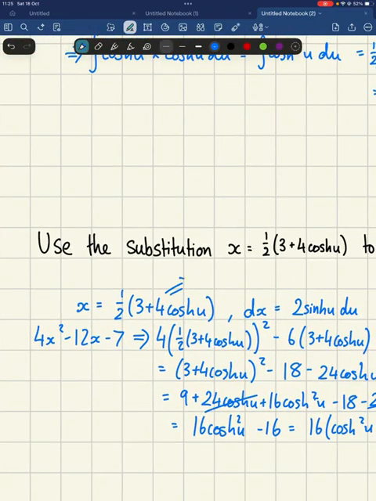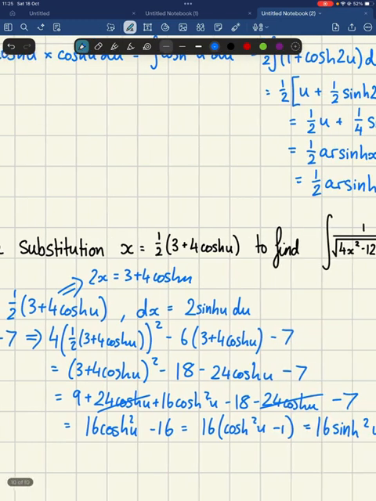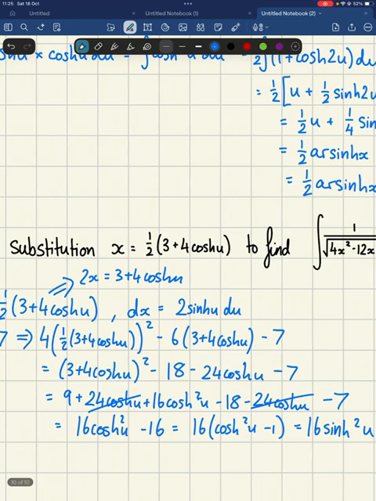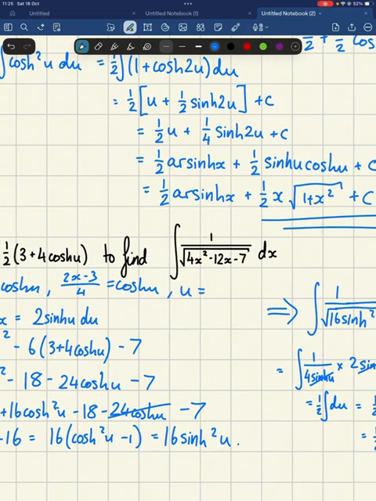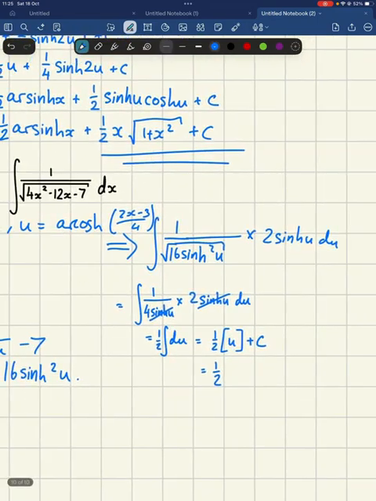Okay, so we have to find u. What we're going to do is multiply both sides by 2, and we get 2x is equal to 3 plus 4 cos u. So 2x minus 3 is 4 cos u, so 2x minus 3 over 4 equals cos u. U is equal to arccos of 2x minus 3 over 4. So what we're going to get is a half lots of u, which is a half arccos of 2x minus 3 over 4, plus c.